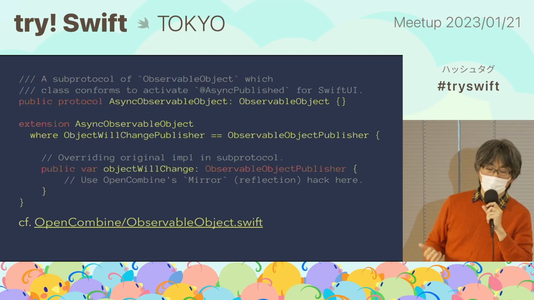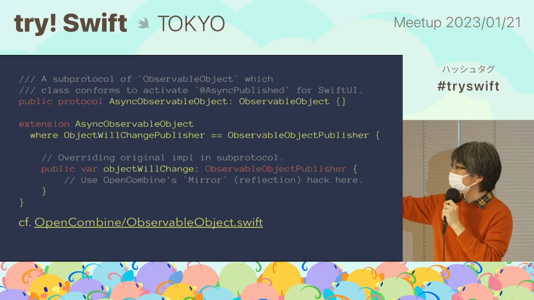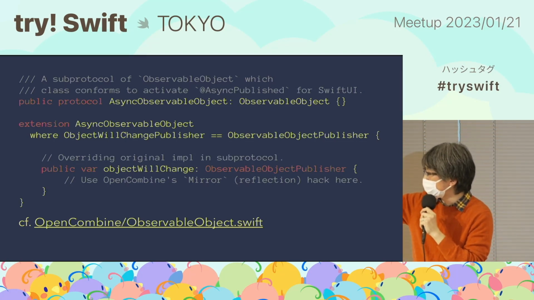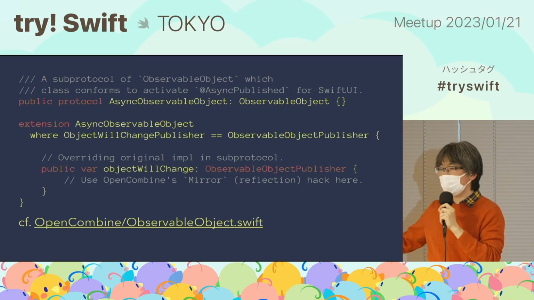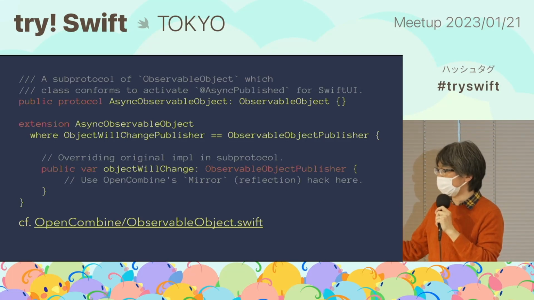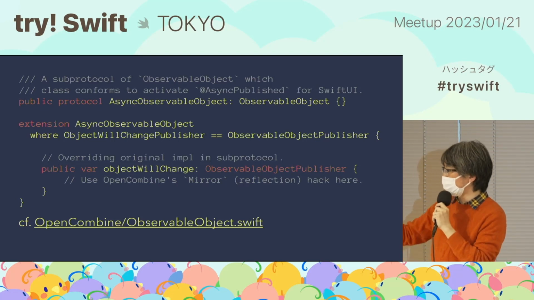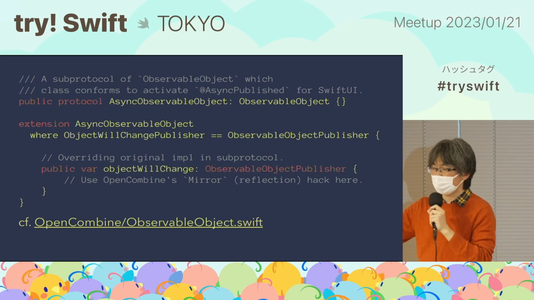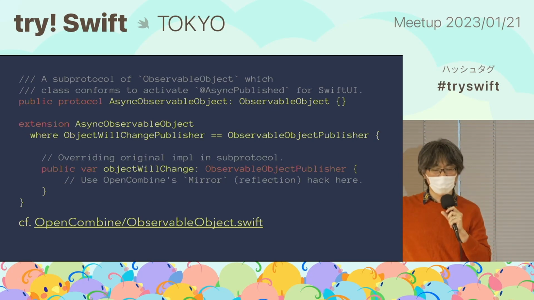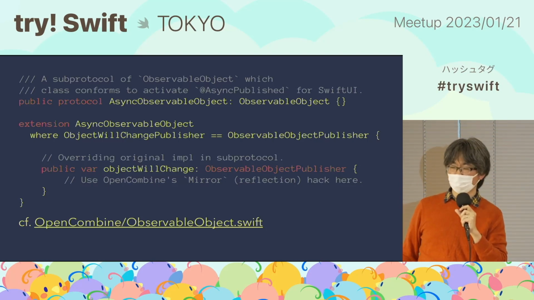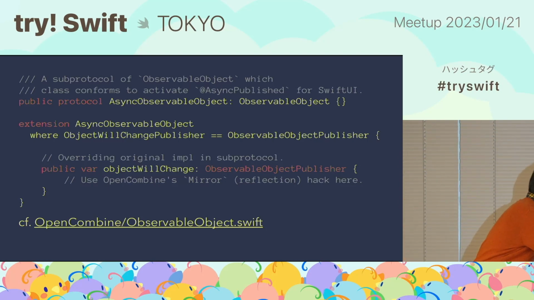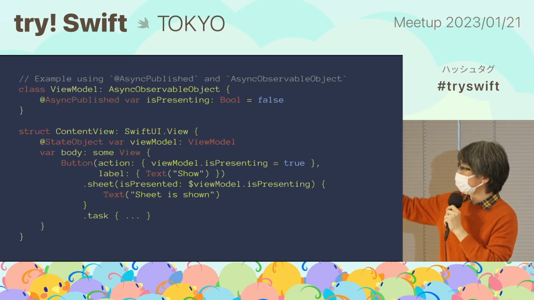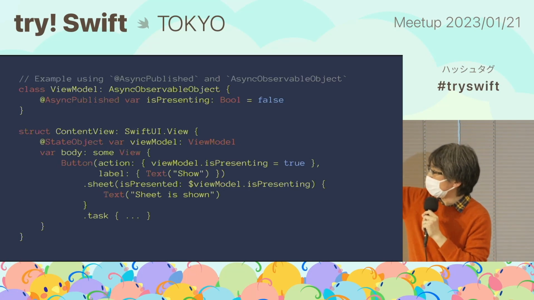Here, I created a sub-protocol, AsyncObservableObject. And this will override the original objectWillChange function. I used the open-source Combine approach, using the mirror technique to find all the async published properties. And we just do something magical inside, so that it just works like a normal Published. By doing so, we can finally implement the SwiftUI app using AsyncObservableObject and @AsyncPublished.